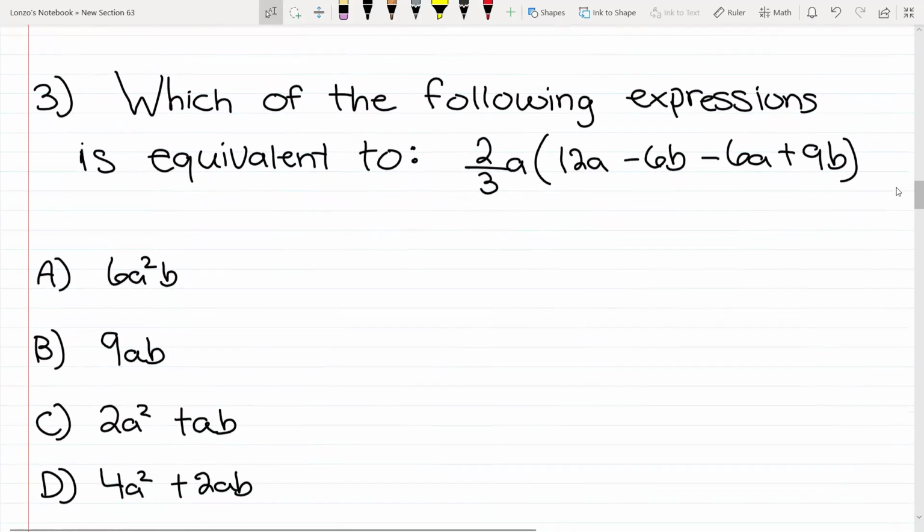Question 3. So question 3 says, which of the following expressions is equivalent to 2/3 a times 12a minus 6b minus 6a plus 9b?